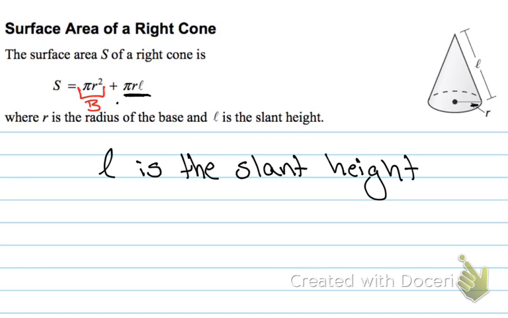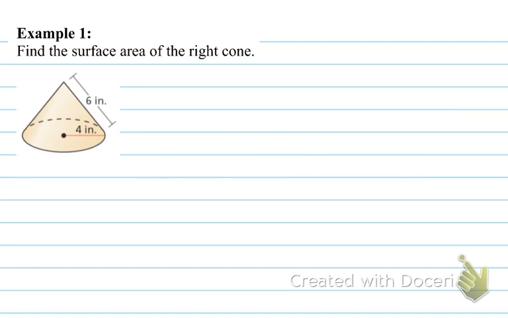Again, this is for a right cone, meaning your height right here, this nice perpendicular, is right down in the middle. It's not skewed or tilted over in any way. It's just that nice right cone. So now let's find the surface area of a right cone.